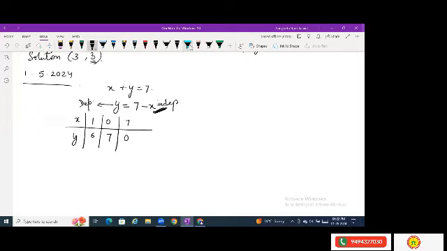Now I have got these 3 points here: (1, 6), (0, 7), and (7, 0). So let's plot these points on the graph. I'm making a rough graph here, but if you are doing it, please do it on a graph paper. So I'm taking points 1, 2, 3, 4, 5, 6, and 7. My highest point on the x-axis is 7.